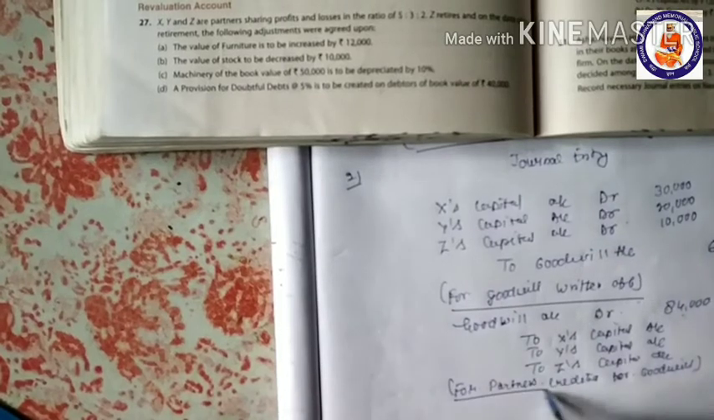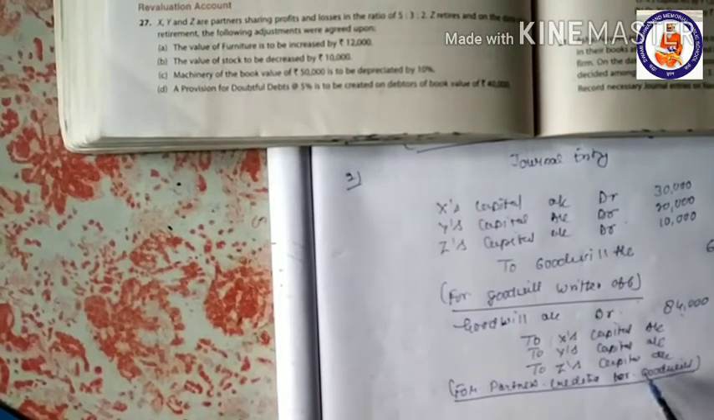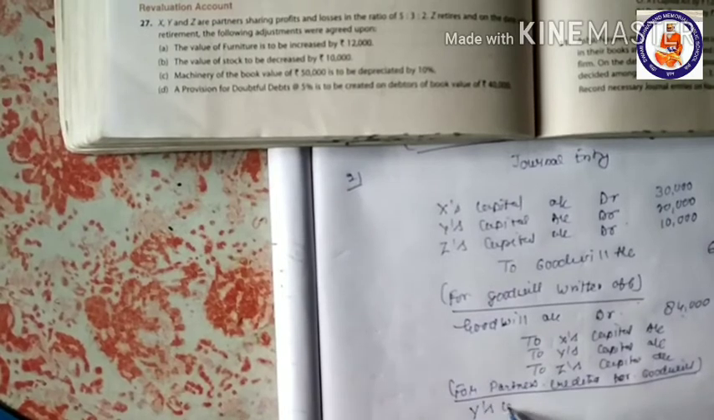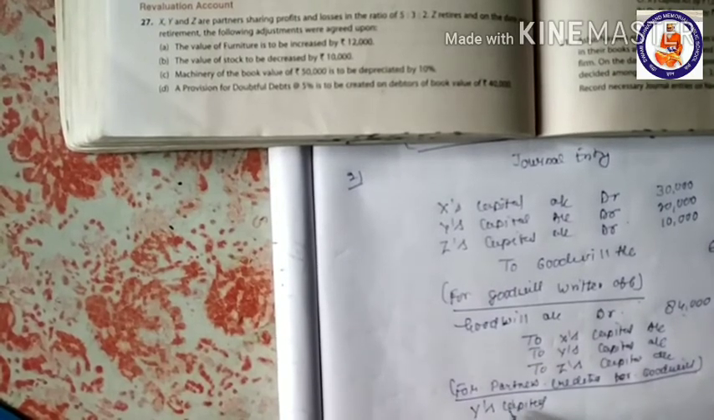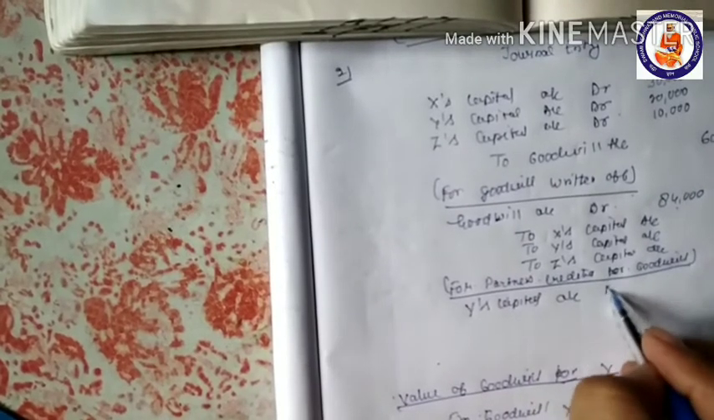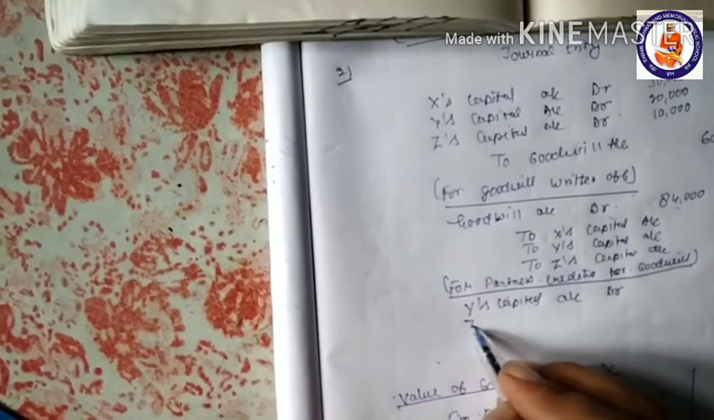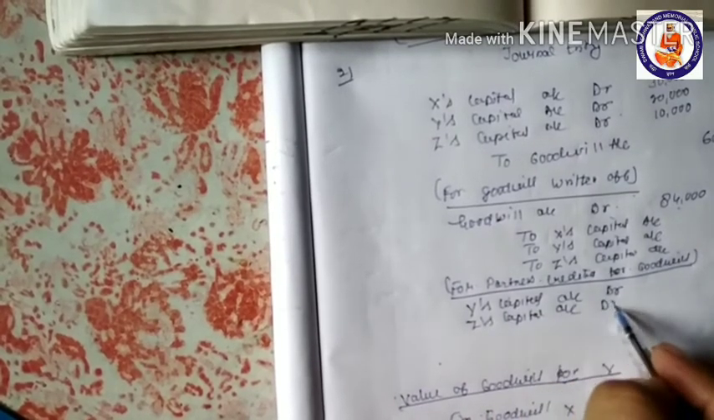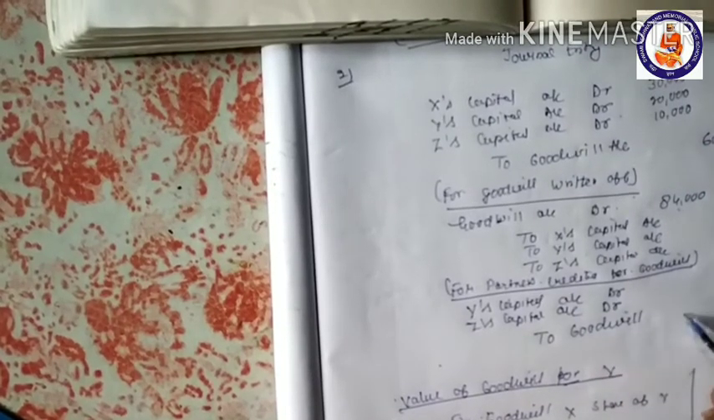Now we will write off the goodwill with the remaining partners' capital accounts. Y is retiring, so the remaining partners are X and Z. X's capital account debit, Z's capital account debit, to goodwill. For the full value we will write off here.